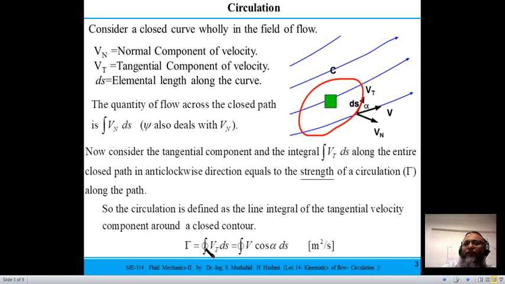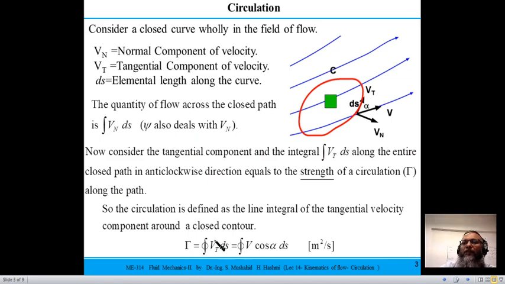So this is actually giving us an information that this integral is evaluated over the whole contour, and the whole closed curve. The summation is over the whole closed curve, summation of the product of the tangential component of velocity over the differential distance. If you take the sum over the whole contour, this is what it is actually represented.